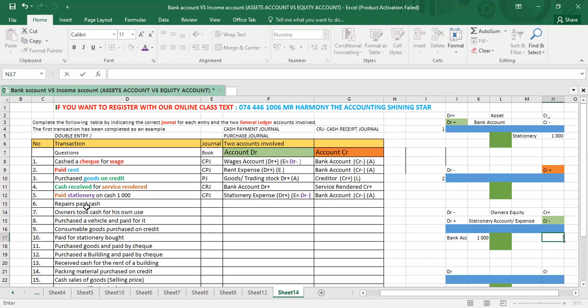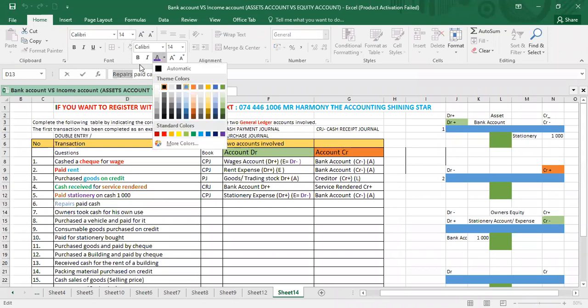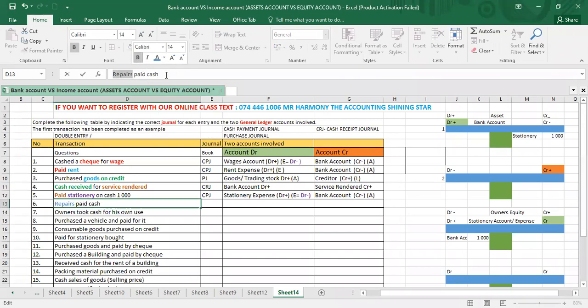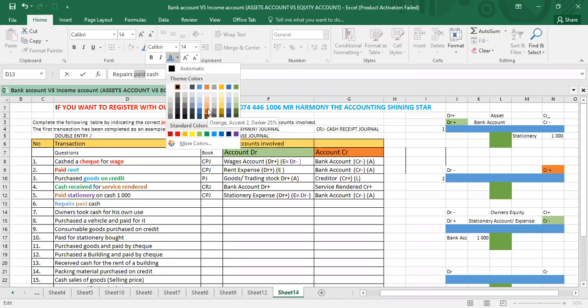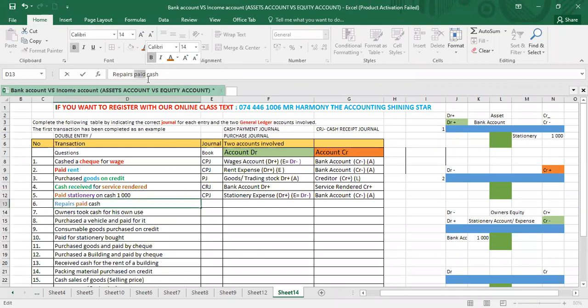Repairs paid cash. Help me to highlight important keywords. The first keyword: repairs paid. Repairs is the first account, right? Another account that I need to highlight after repairs is paid. So the word paid will affect which account? Will create which account?